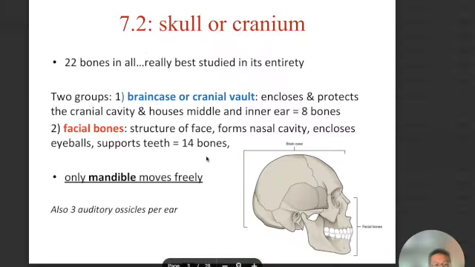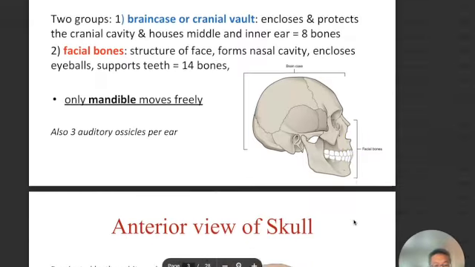So let's start with the skull. The skull is also called the brain case or the cranial vault. That's where your brain sits. And there are facial bones. Now the mandible right here is the only bone that's freely movable. All these are not movable. And it includes the 3 auditory ossicles, which are the 3 little bones inside the ear, as we will go through them as well.